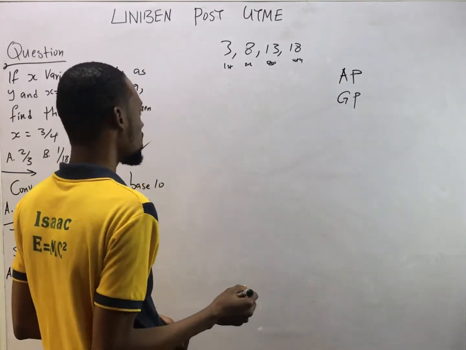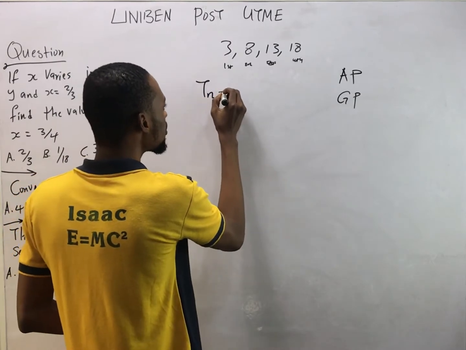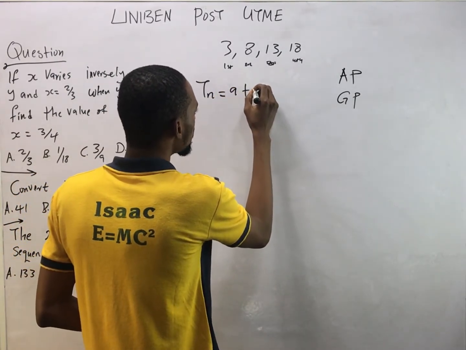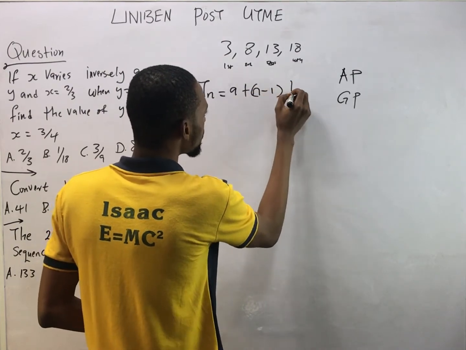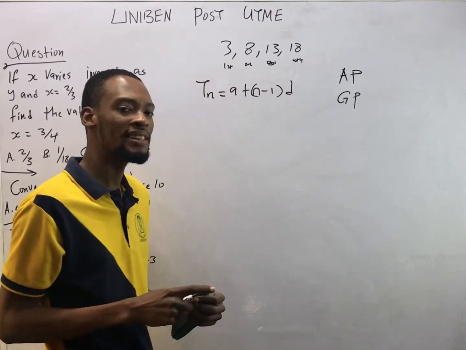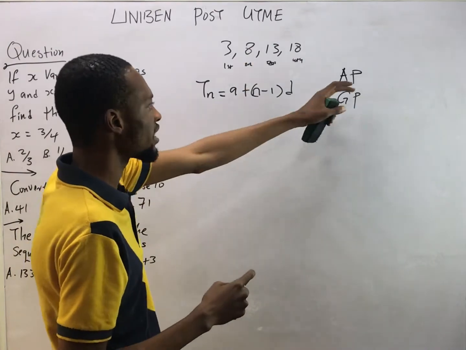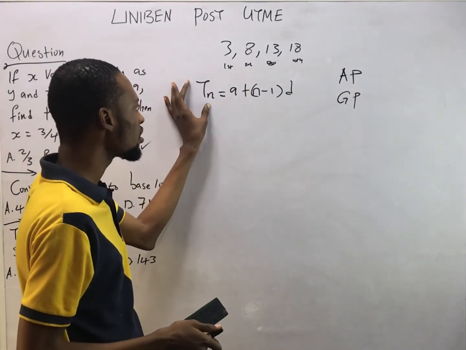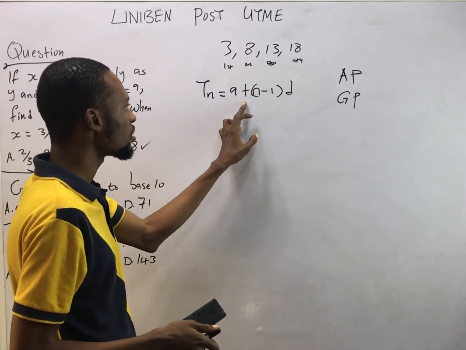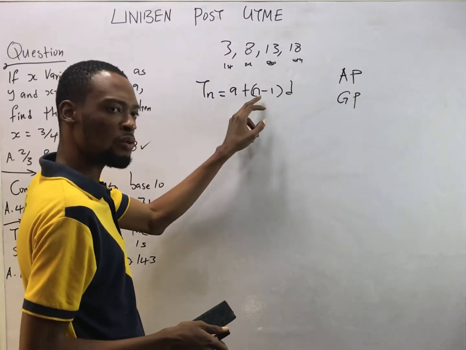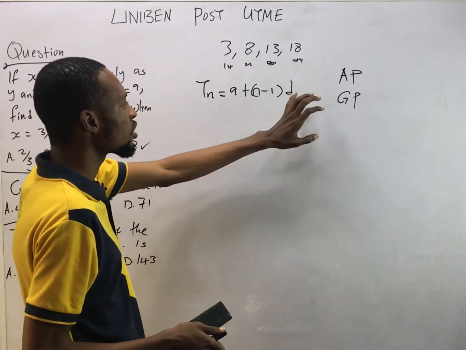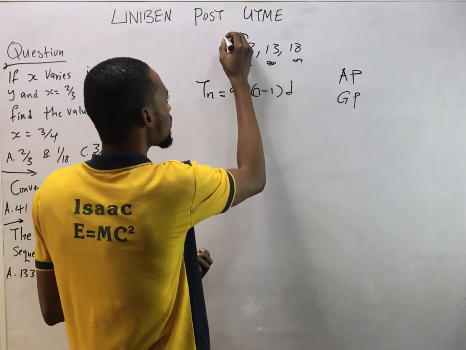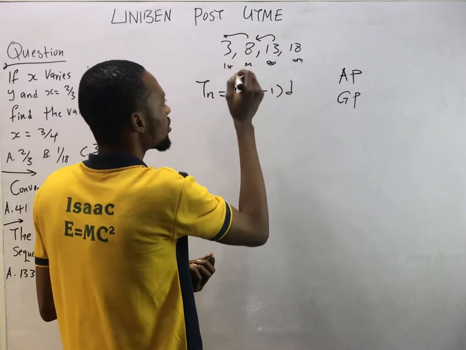So for arithmetic sequence, nth term is equals a plus n minus 1 d. That's the formula to calculate nth term for an arithmetic progression. This is the term you are looking for. This is your first term. This is the number of terms we want in the question. This is the common difference. Common difference is what you get when you subtract this from this and this from this.